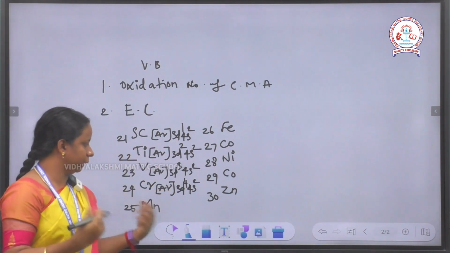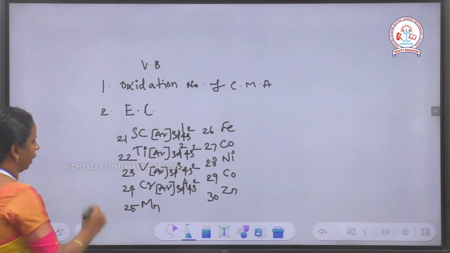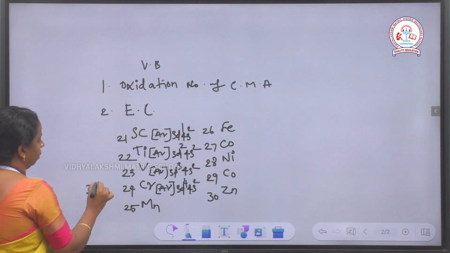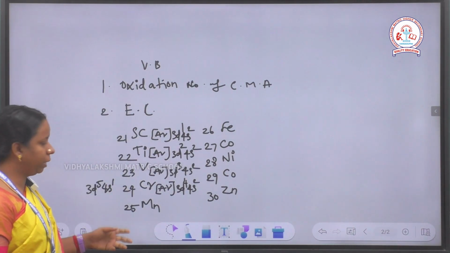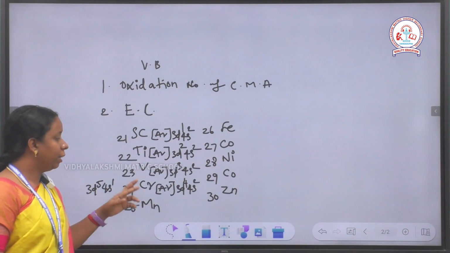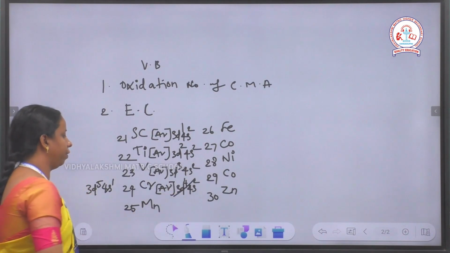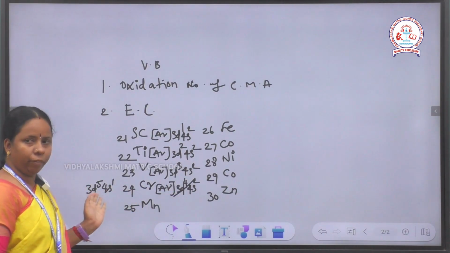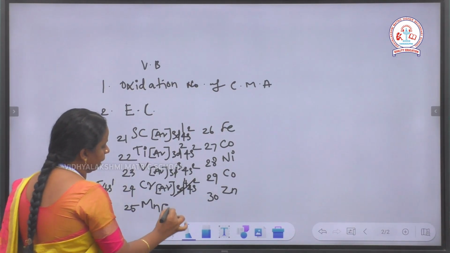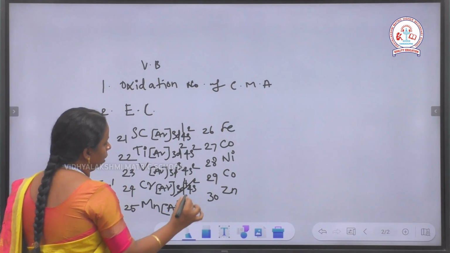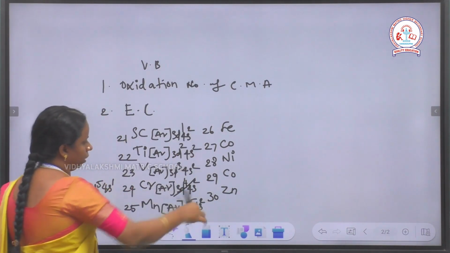In the same manner we are expecting 3d4, 4s2, but the actual chromium electronic configuration is 3d5, 4s1, because of the extra stability of the half-filled electronic configuration. That's why one electron shifts from 4s to 3d. So the actual electronic configuration of chromium is 3d5, 4s1. Then manganese, in the same manner: argon 3d5, 4s2, and so on.